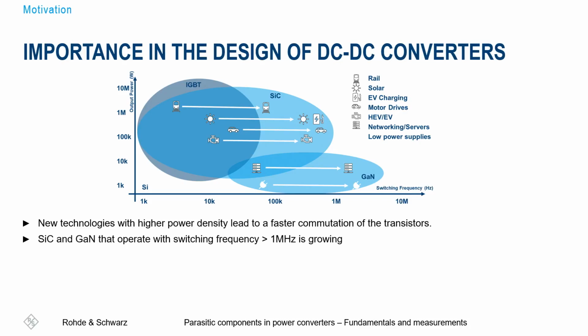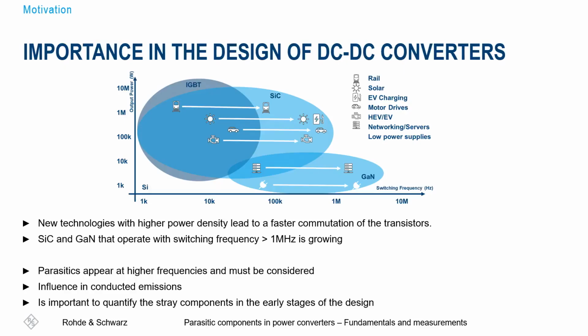This is a problem and a challenge for today's power electronics because parasitics will appear in our converters and we have to consider them when we are doing our design. Also, this will have an influence on conducted emissions, and then it's important to quantify these stray components at the early stages of the design.